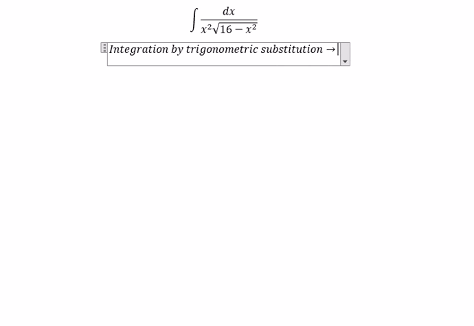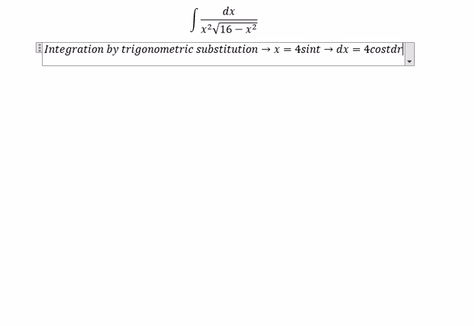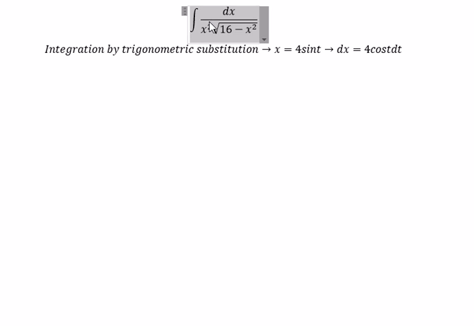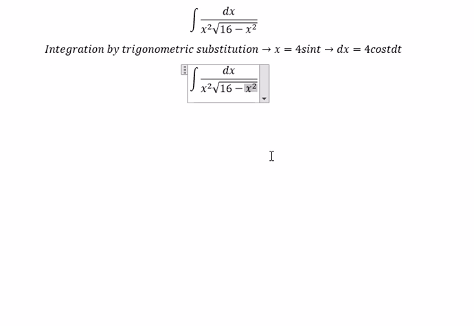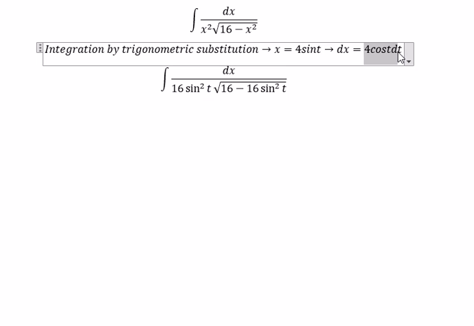substitution. So we put x equal to 4 sine t, dx equal to 4 cosine t dt. So we put this one in here. So you got 16 sine t squared. Similar for this one. dx we change for this one.